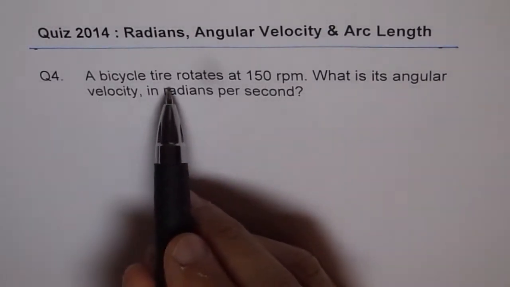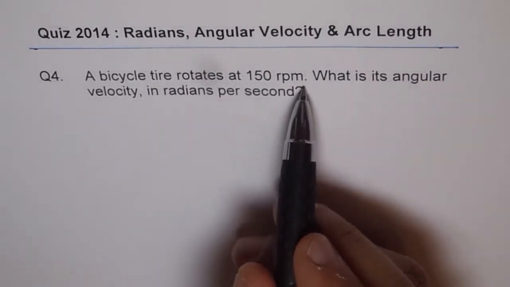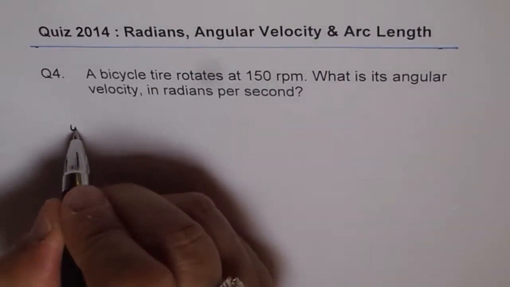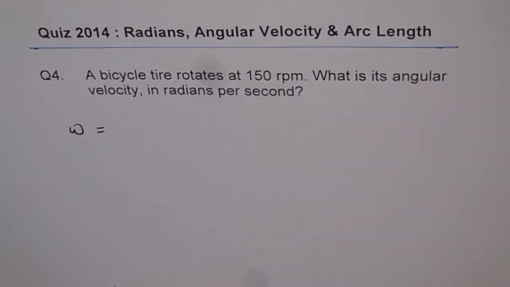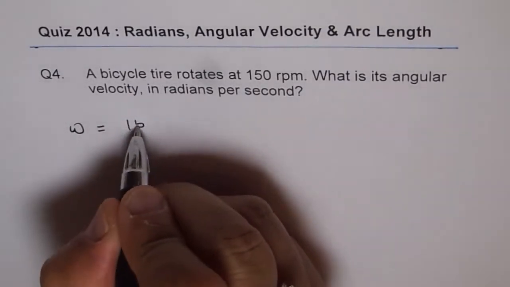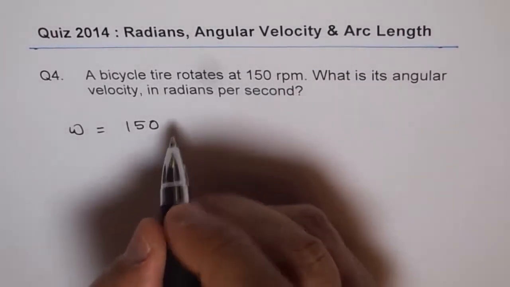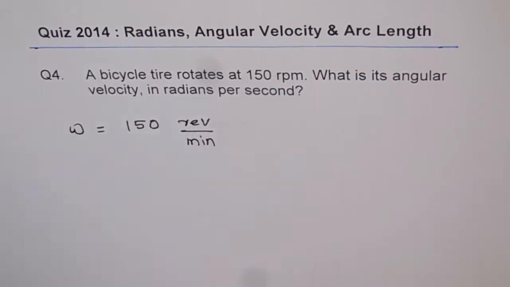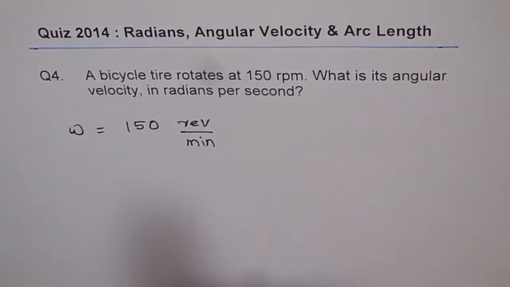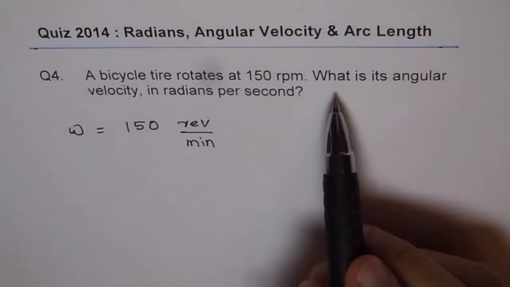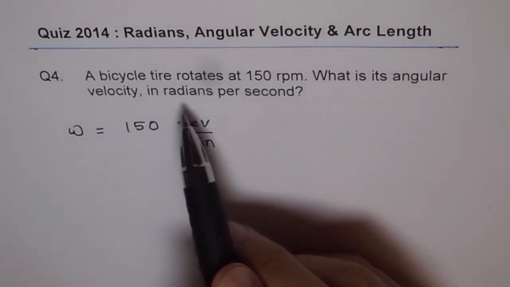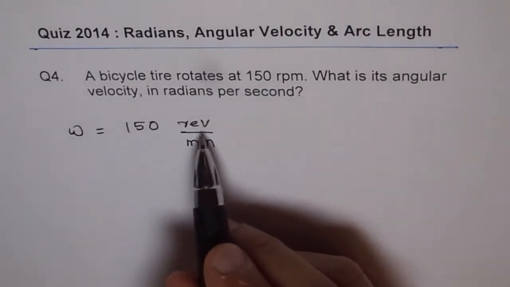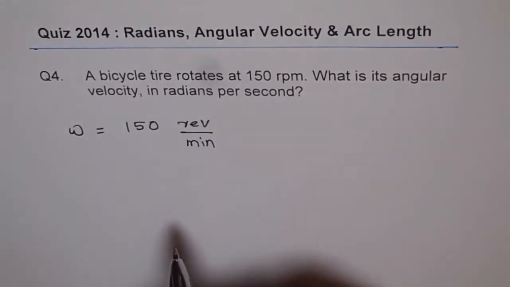So when we say bicycle tire rotates at 150 rpm, it is also an angular velocity but in different units. So let me write omega as angular velocity. Okay, so angular velocity given to us is 150 rpm, which means revolutions per minute. That is the meaning of rpm, revolutions per minute. Okay, now what do we need? What is its angular velocity in radians per second? So we'll convert this unit into radians per second. So that is the exercise.